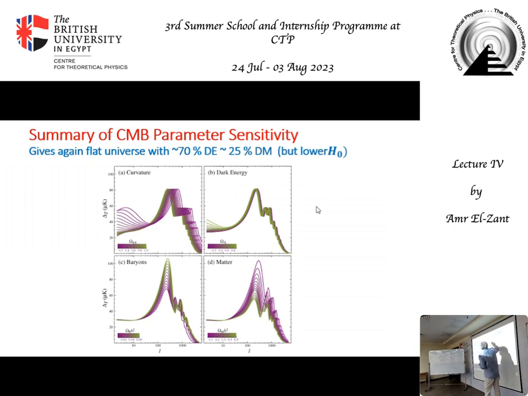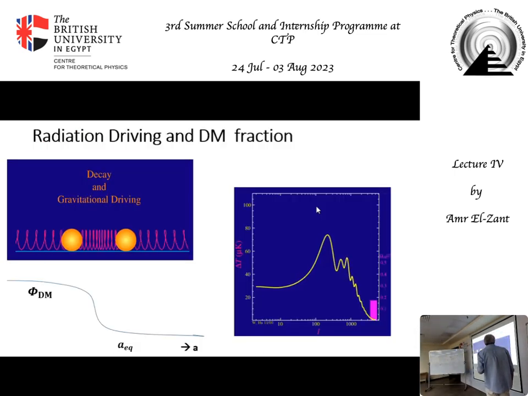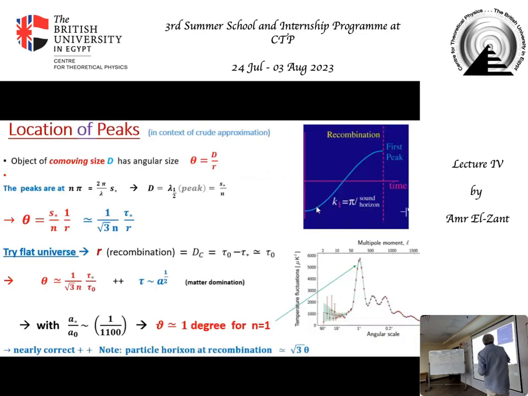Okay, dark energy does this, and this is curvature, it does the same, more or less, like dark energy, or even more. Baryons increase the peaks, especially the third peak, and dark matter increases the third peak and decreases the other peaks. And from fitting this to data, you get the lambda CDM.